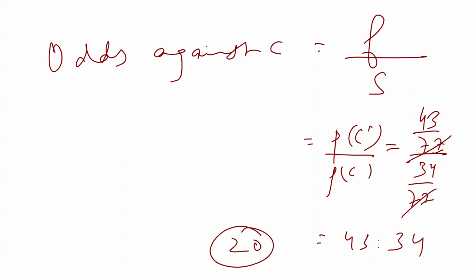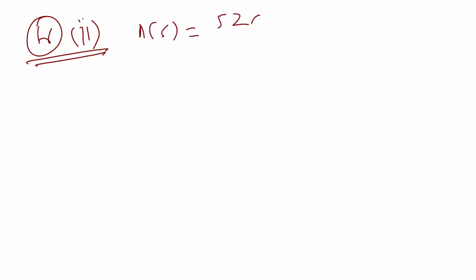Let us go to question number 16, sub question 2, from the same exercise. From a well shuffled deck of 52 cards, 4 cards are drawn at random. So n of S is equal to 52 C 4. What is the probability that the cards drawn are of the same color?